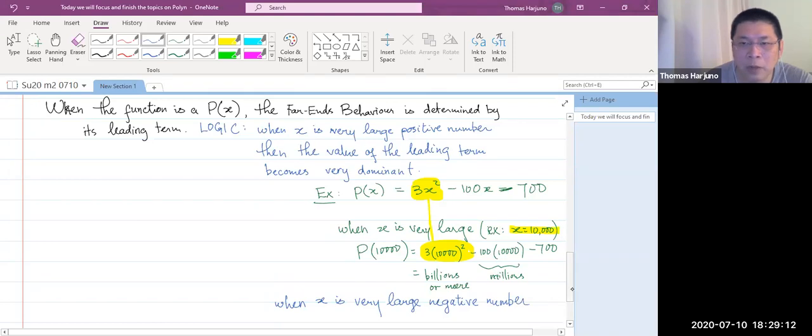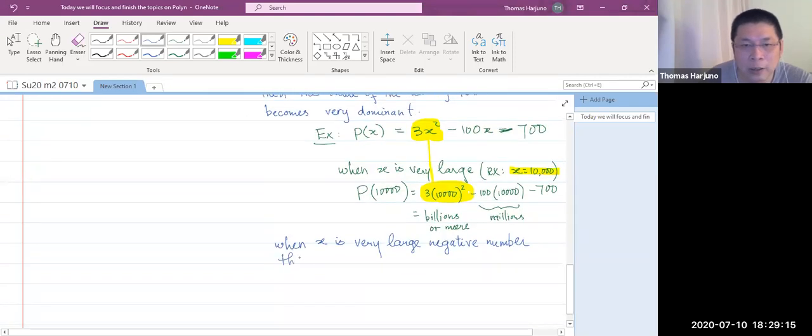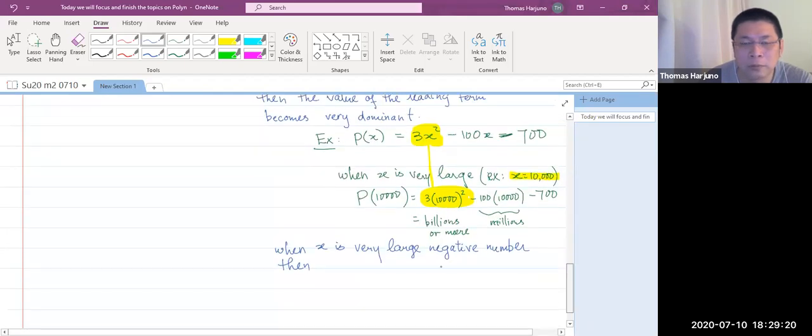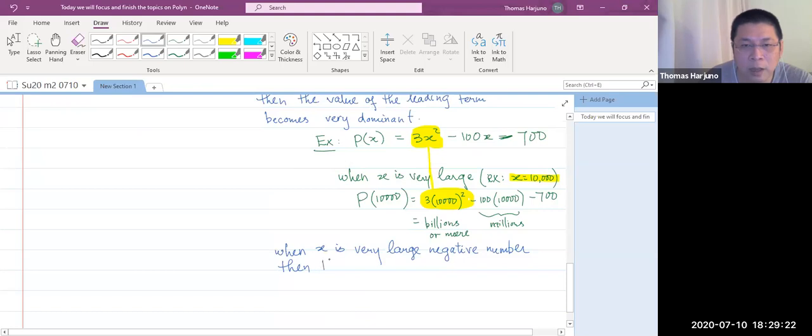The same phenomena happen. Then x, the value of the leading term becomes very dominant. A lot more dominant compared to the rest of the terms combined.